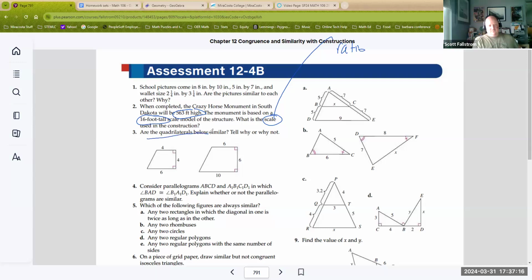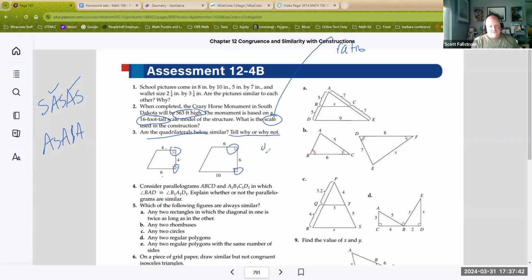Are the quadrilaterals below similar? Interesting. If they are, think about the properties. What makes two things similar? It's either side angle side, or angle side angle side angle. And it looks like we've got side, angle, side, angle, side. The angles are good because they're all 90. The sides need to be in proportion.